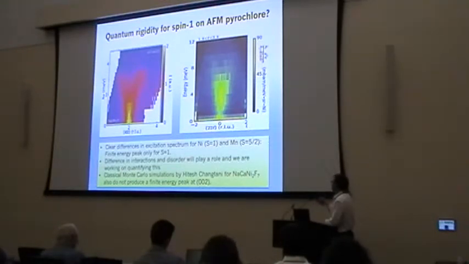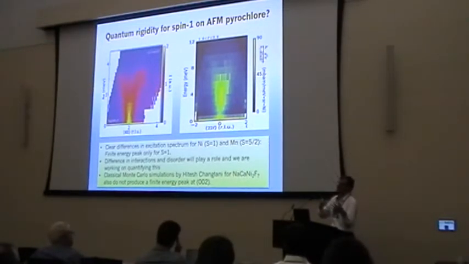Differences in interaction disorder may play a role, and we'll work to quantify that. I wanted to mention, and I know the audience might entertain your questions in the coffee break, that classical simulations on this system actually don't produce a finite energy peak either. So these classical methods, even though they can account for things like specific heat at high temperatures, can't actually account for this particular feature in the data.